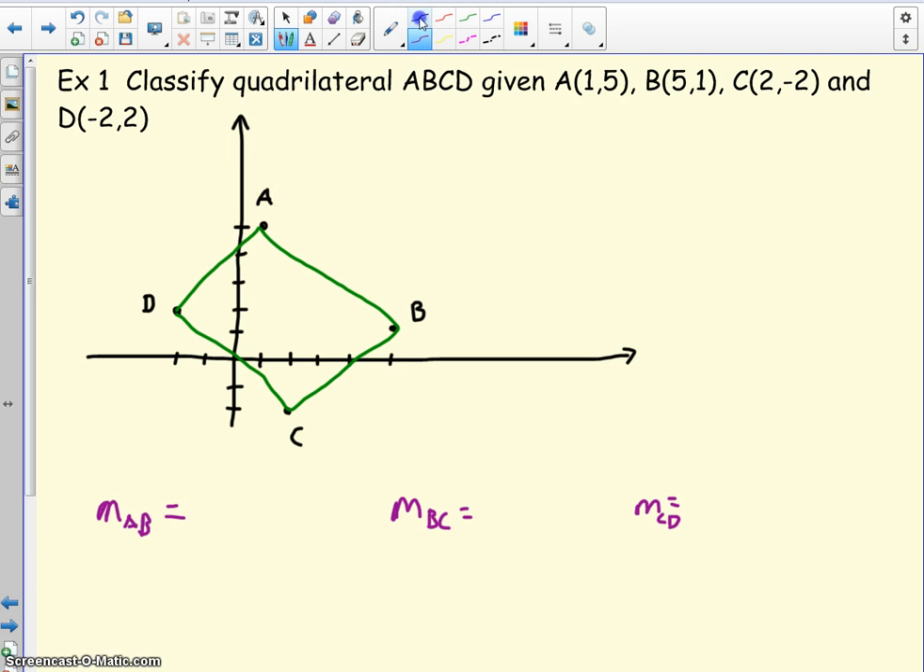Again, calculating slope is something we did back in grade 9. I'm going to write out the coordinates here just for reference. This is 1, 5, 5, 1, 2, negative 2, and of course negative 2, 2. So I'm going to have you calculate the slopes of all these sides. I'll do the first one with you.